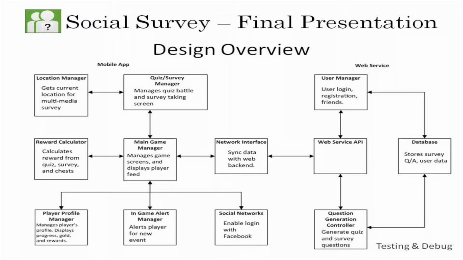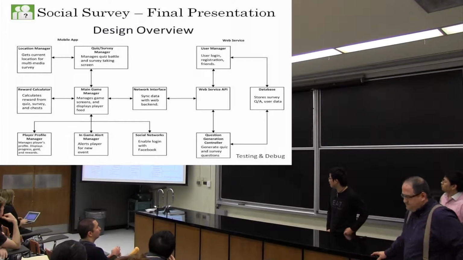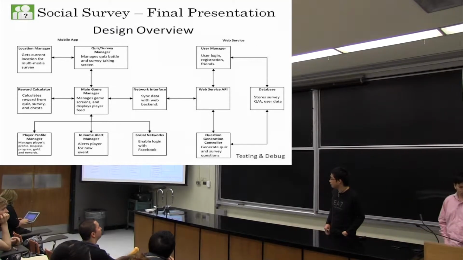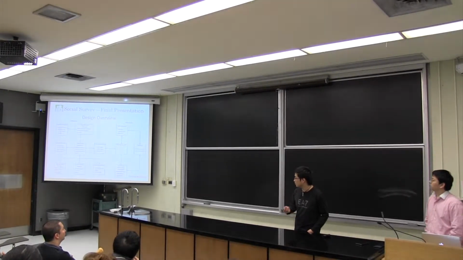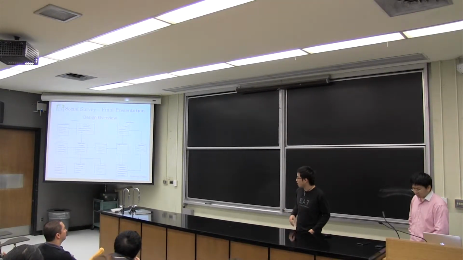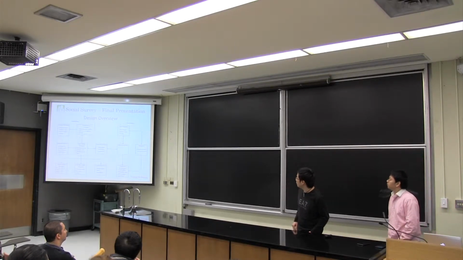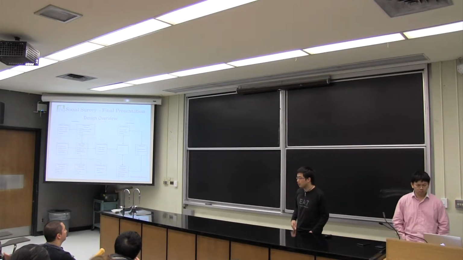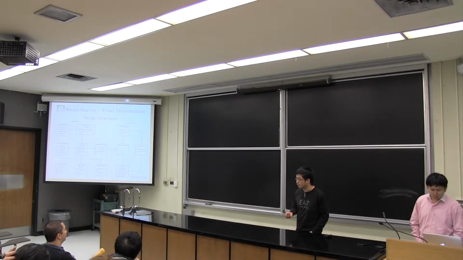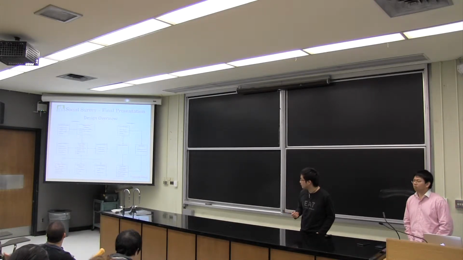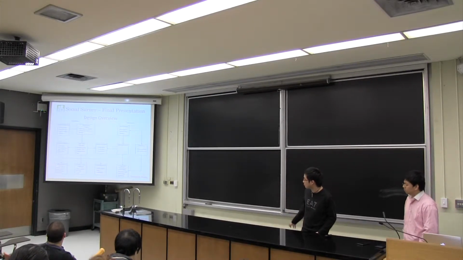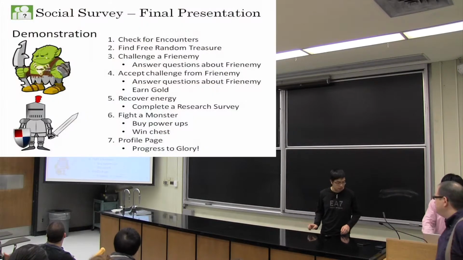Okay, so here's the overall block diagram of our application. On the left side is the mobile app side, so that would be the survey templates, the monsters, some of the questions. On the right side would be the web service, which would be the user data, energy, progress levels, the amount of gold the user has. So those things will be saved on the website component.